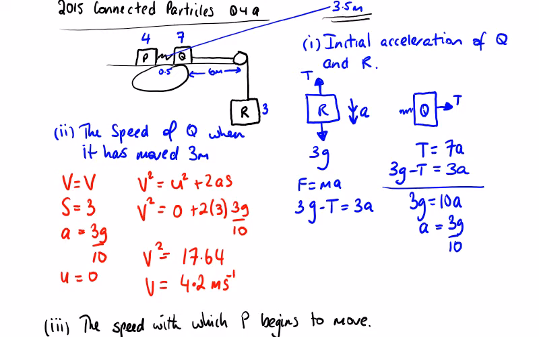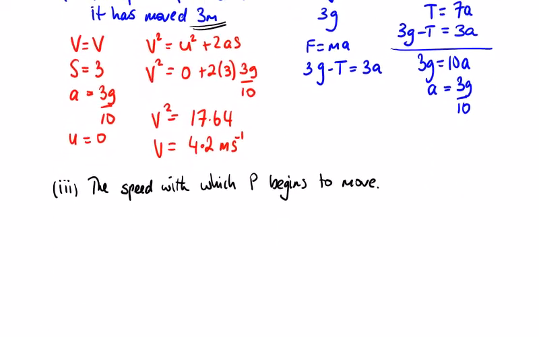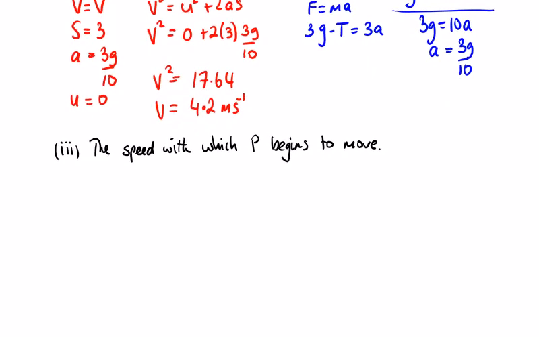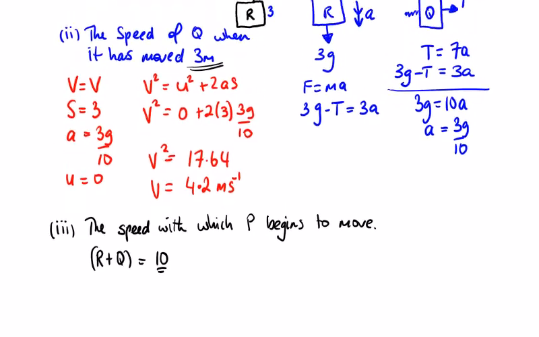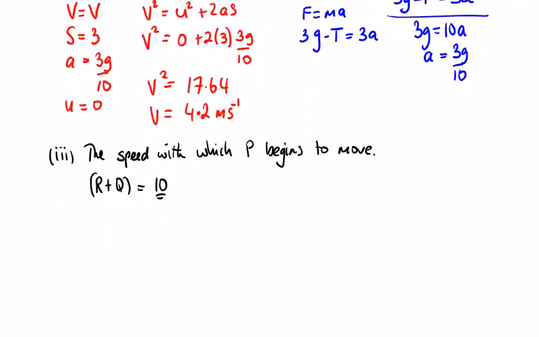The string was 3.5 and in part 2 Q had moved 3, so P is about to begin to move. So I think the principle of conservation of momentum will work best here. We know that R and Q are moving with the same speed, and their combined mass is 10. The mass of P is 4.